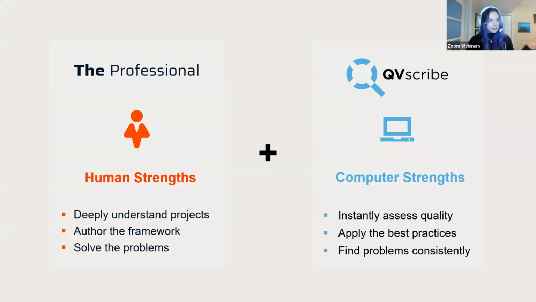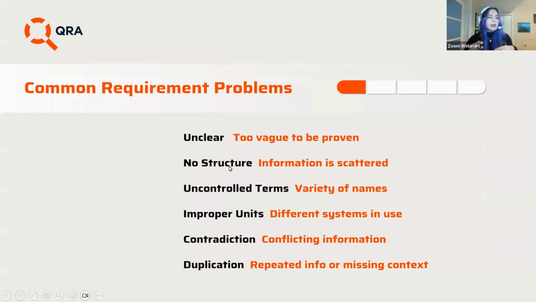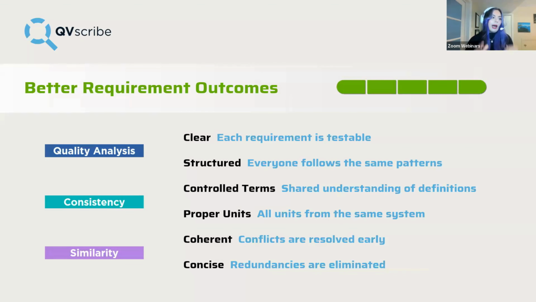People bring the context, the experience, and the system understanding, and QVscribe brings the objectivity, speed, and consistency, all while applying best practices instantly. Ron's team faces challenges that many of us know way too well: vague phrasing, inconsistent terminology, and missing or conflicting information. QVscribe helps their team identify ambiguity, improve clarity and structure, apply EARS patterns, standardize terminology, and maintain consistency across their documents. This foundation here is super strong.